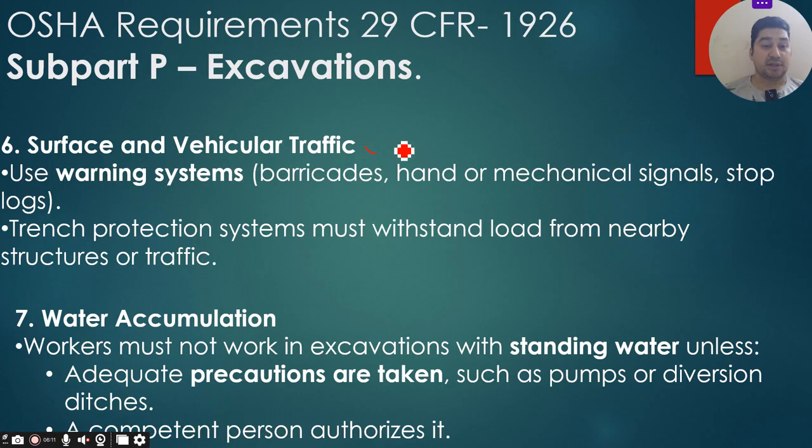Then number 6, surface and vehicular traffic. Use warning systems, barricades, hand or mechanical signals and stop logs. The trench protective system must withstand load from nearby structures or traffic. So the trench protection system must also withstand whatever load is coming from nearby. That also needs to be supported by the protection system.